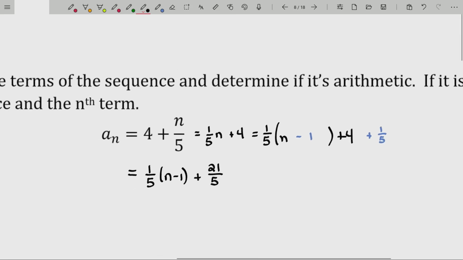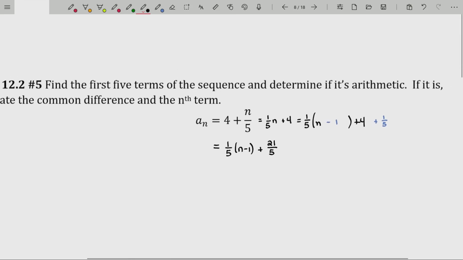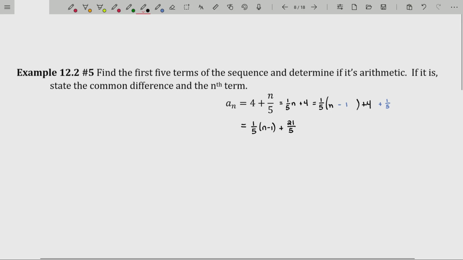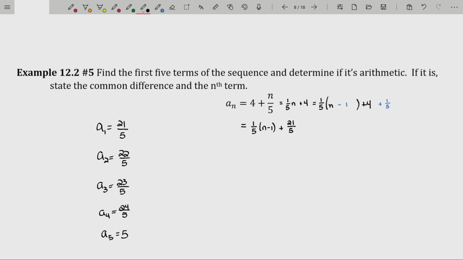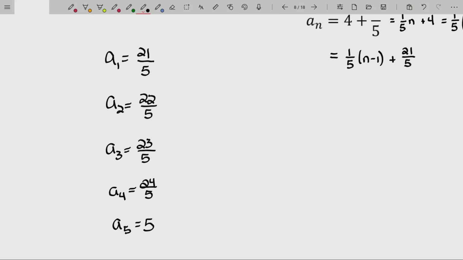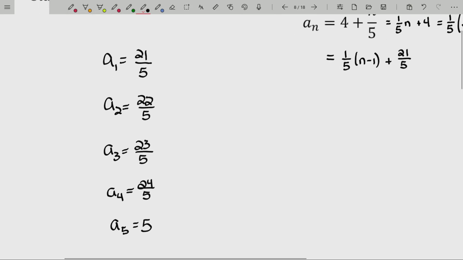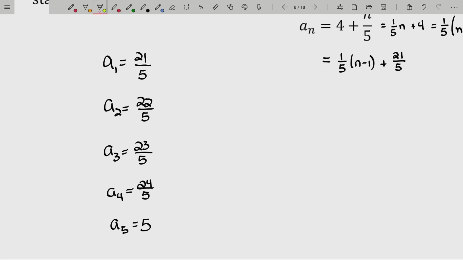There we go. But again, they want me to write out the first 5 terms. We could totally do that if we want to. I don't know if I really want to. I'm kind of bored with that. I did it anyway, just because you probably wanted it there. And notice, all I did was start with an initial value of 21/5, and that is just from this nice clean version over here. And then I just added 1/5 each time. 21/5, 22/5, 23/5, 24/5, and then 25/5, which is 5.